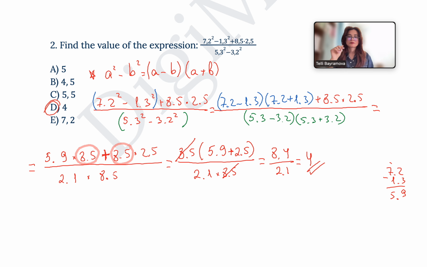That's it. Okay guys, never just multiply, finding 7.2 square and 5.3 square and then calculating, no need. In the DIM exam, their aim is not to see your calculation, their aim is to see whether you know this formula as a 9th grade student or not.